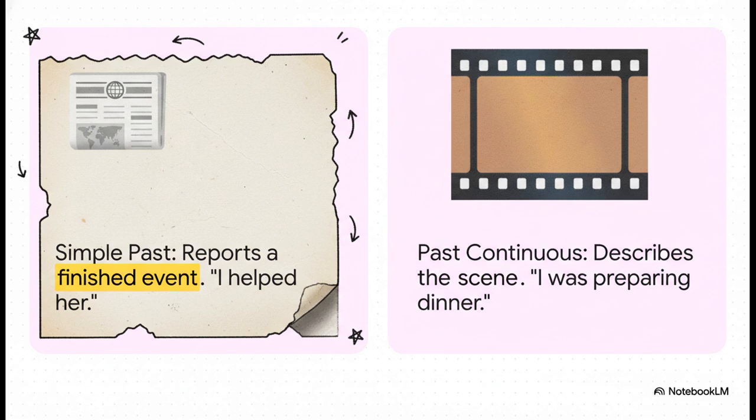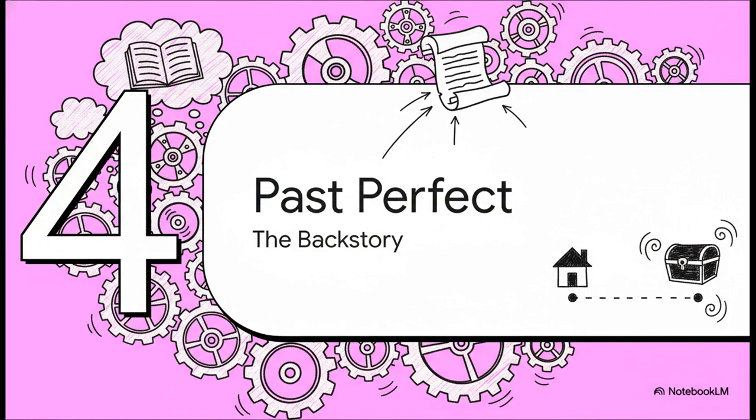On the left, you've got the simple past, just stating a fact. I helped. Boom. Done. But on the right, the past continuous is setting a scene. I was preparing. It's the difference between a news report and a scene from a movie. Okay, now things get really cool. How do you talk about something that happened before the main past story you're already telling? Well, for that, we need to unlock the past perfect.